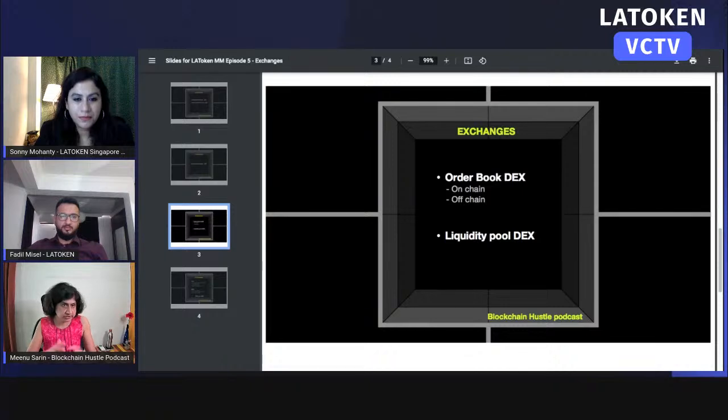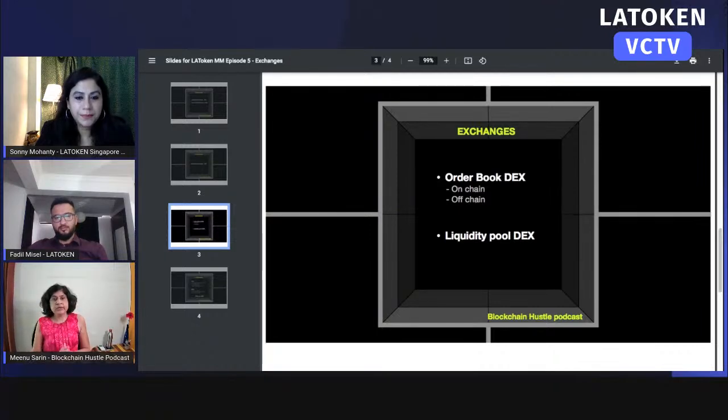So I'll just repeat that. The pool is actually a smart contract. There is no human or anybody involved in interacting. The users interact with the smart contract by calling functions on the smart contract.